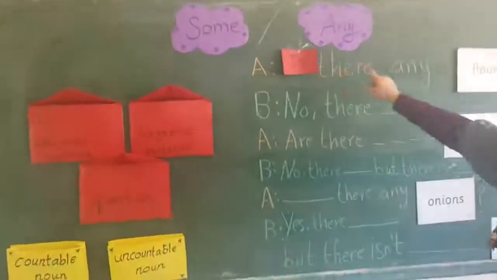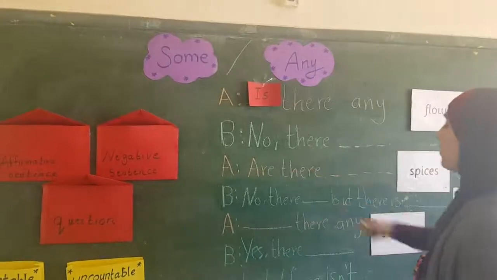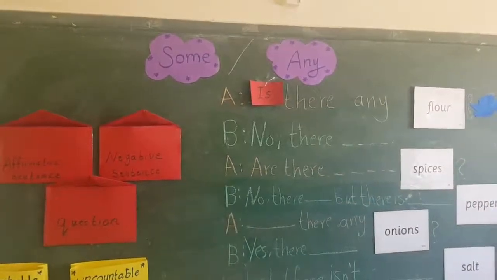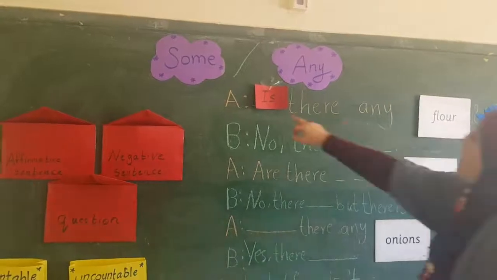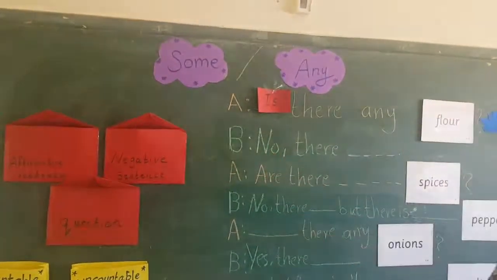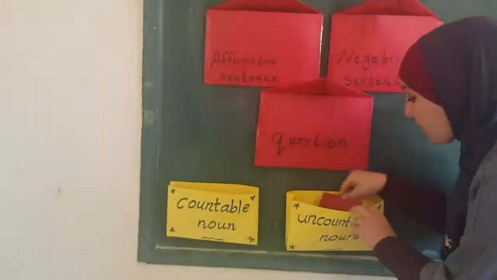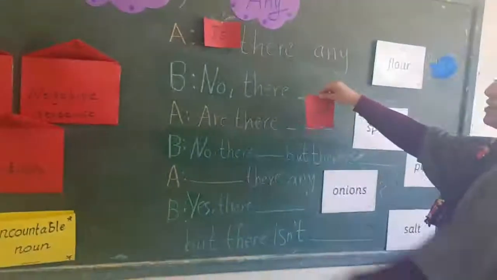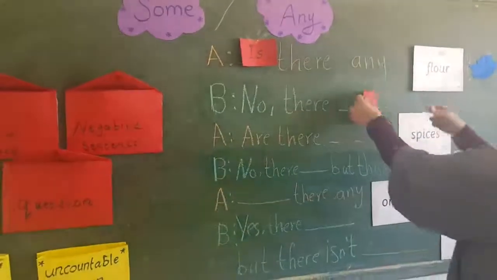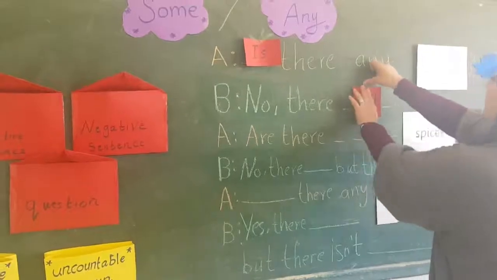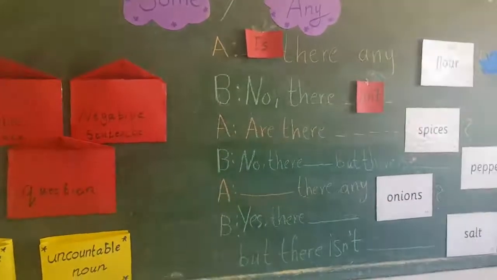Is there any flower? No, there. What? Flower. Is. No. Negative. Where? Come to uncountable noun. Yes. Isn't. No, there isn't. Is there any flower? No, there isn't.